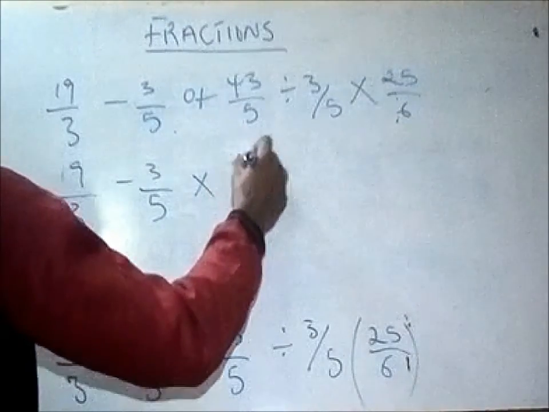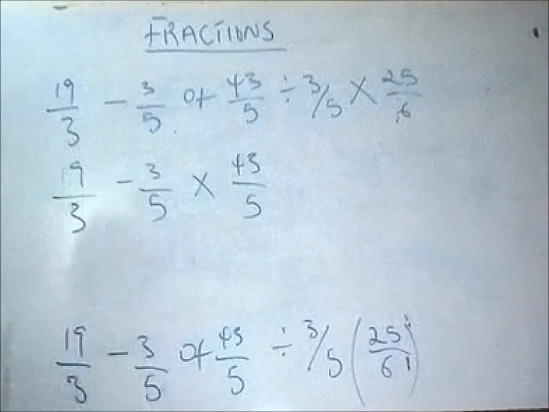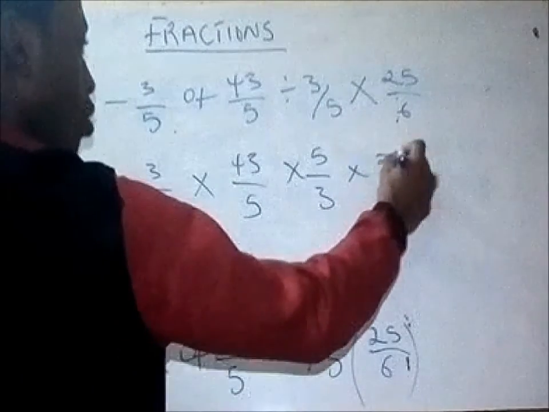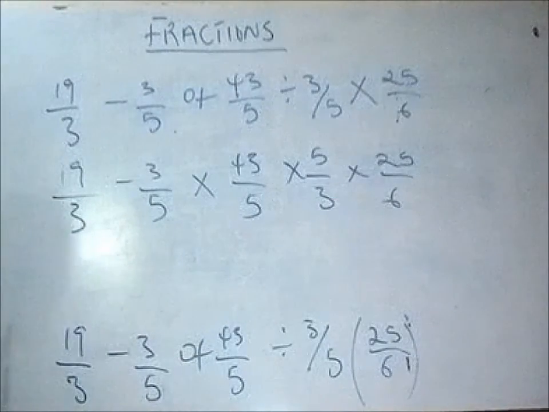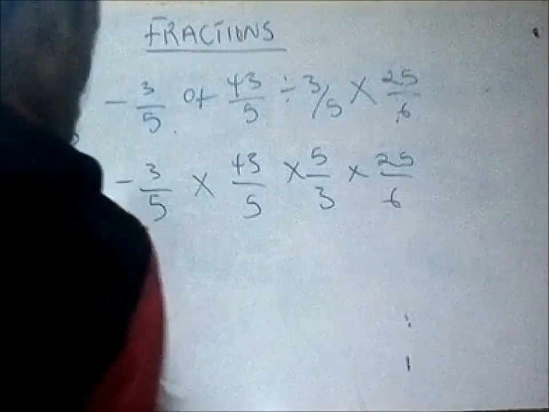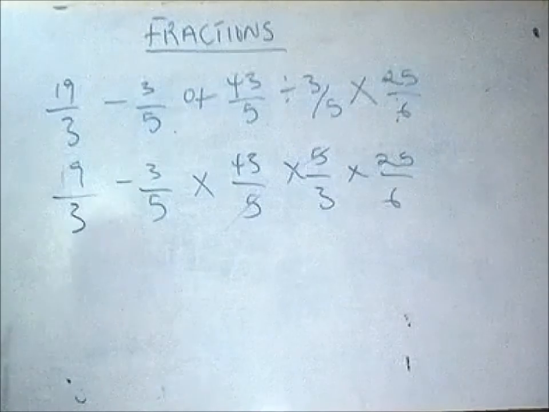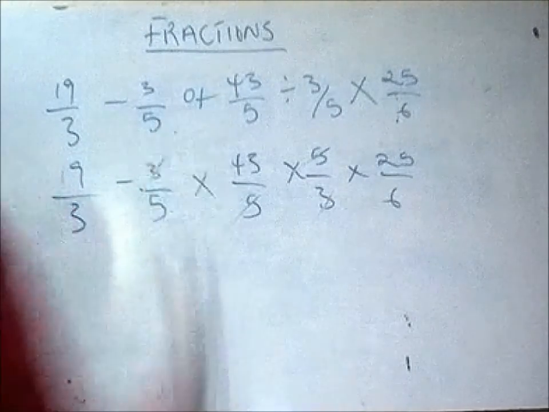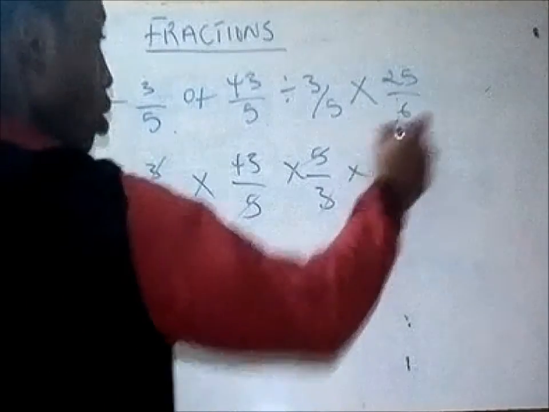So we have 43/5. Then the next thing is division. So if we change the sign there, this will become times 5/3 times 25/6. So we have more of multiplication. Multiplication normally will come before subtraction. So if I just clean this up now, we're just going to cancel out what is cancelable, if there's anything like that. So cancelling this and this, we have 1, 1. Then if we cancel this and this, we also have 1, 1. Then also 5 here can go here, 5.